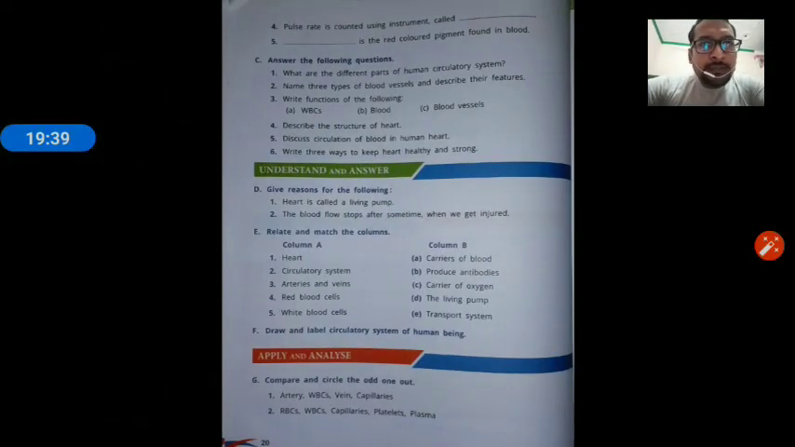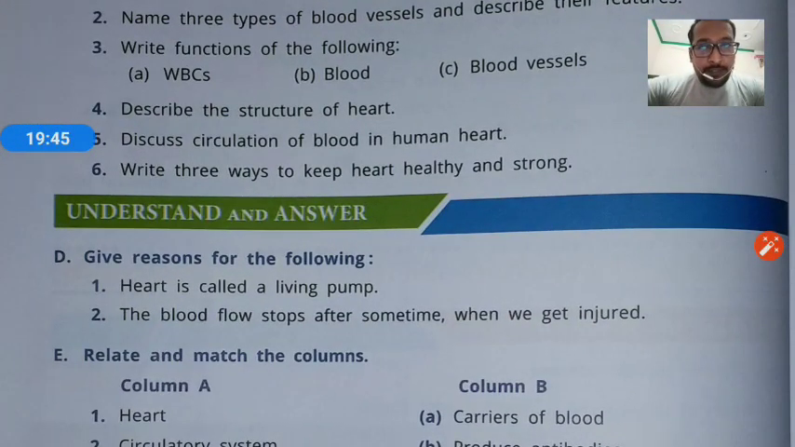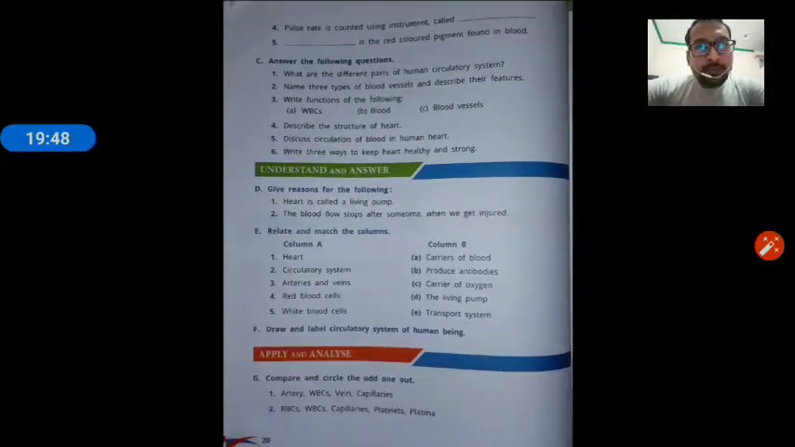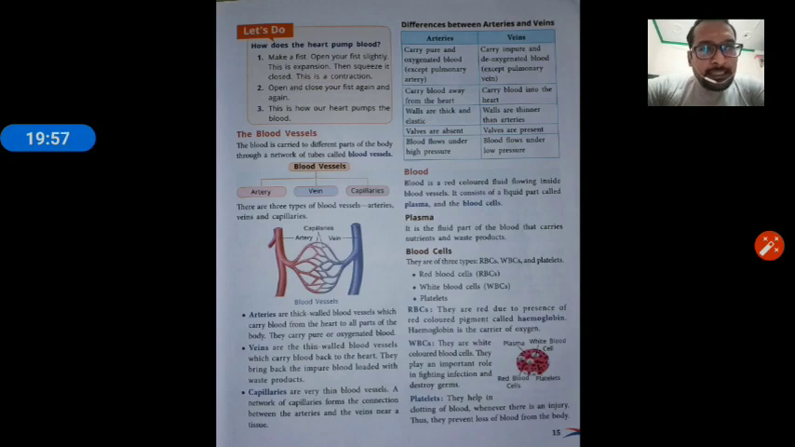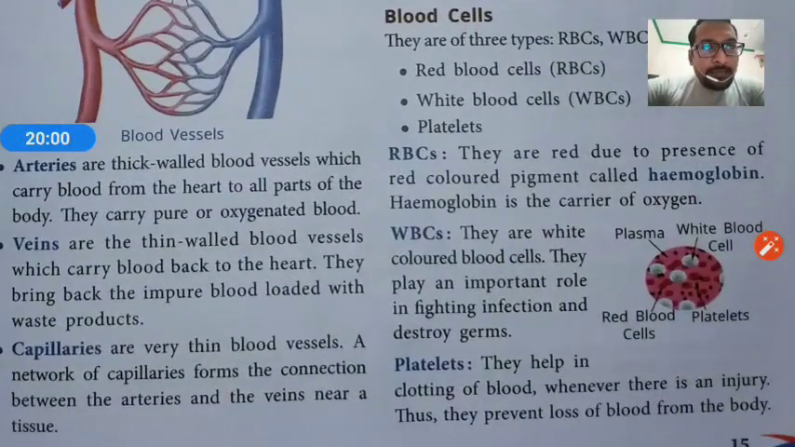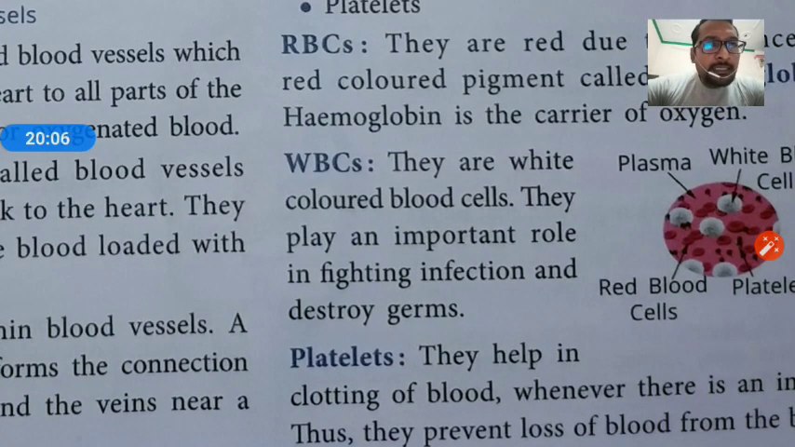Let's see question number 3. Write the functions of the following. WBC. What is the function of WBC? White blood cells. We have discussed that they fight against germs, viruses and bacteria. They are white colored. They play an important or vital role in fighting infection and destroying germs. So this is the function: fighting infection and destroying germs.